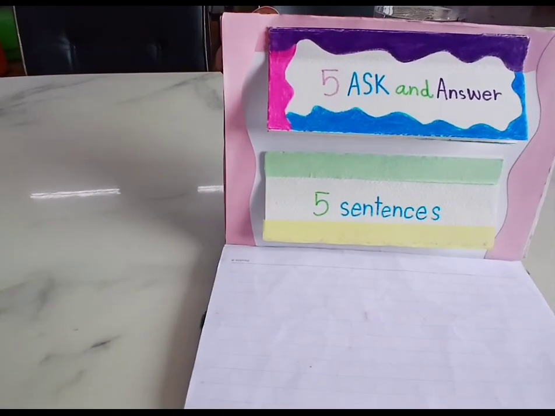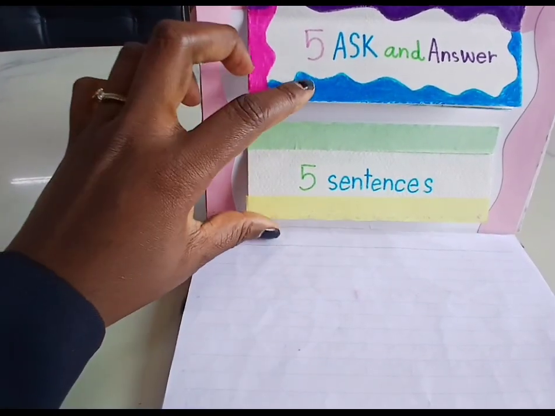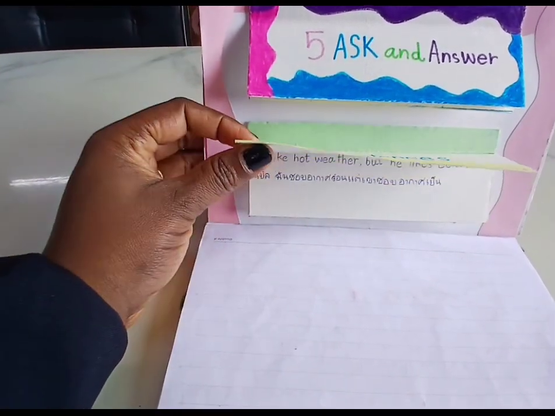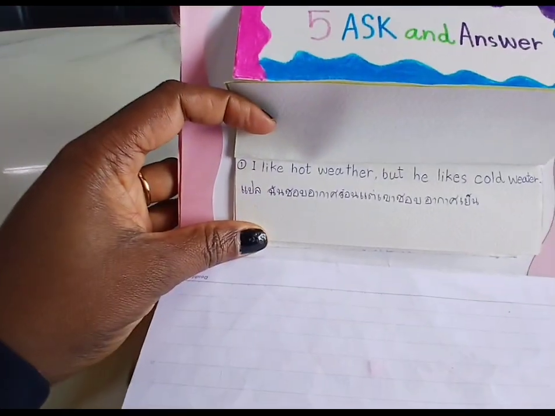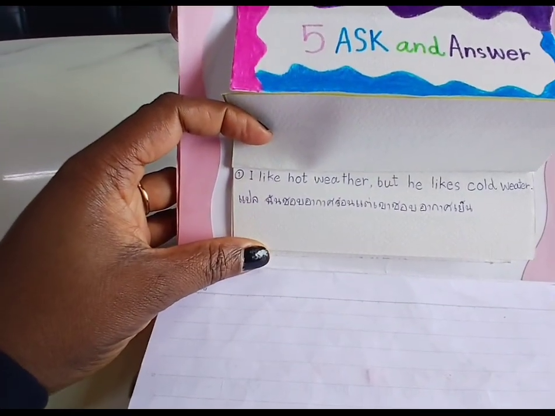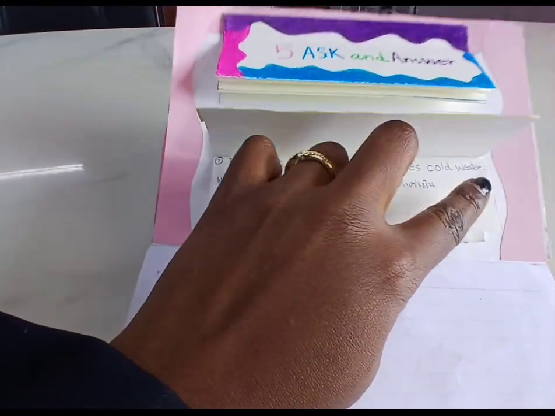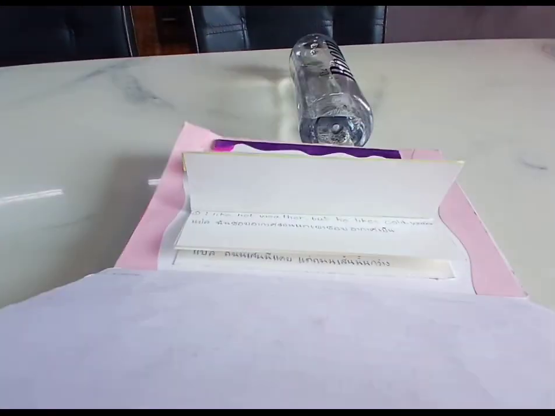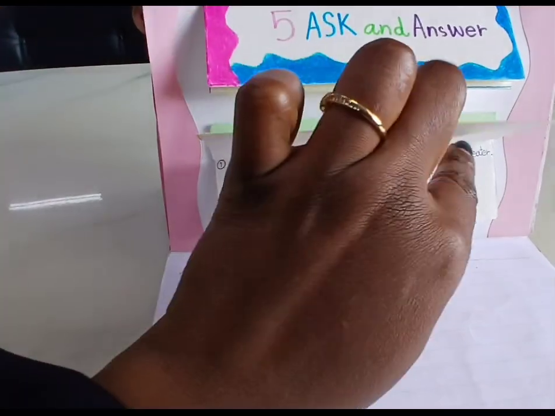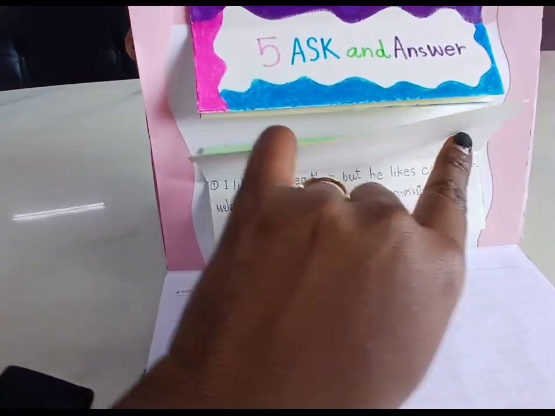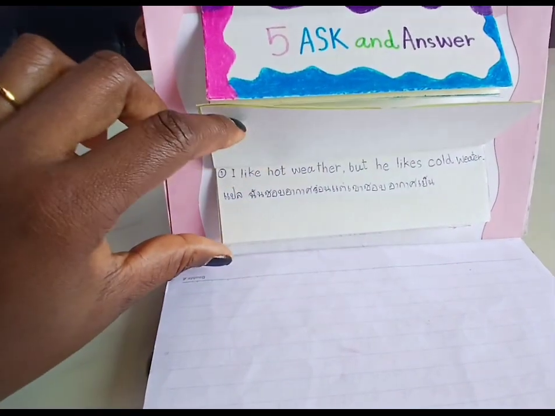And the next one is 5 sentences. As you can see, 5 sentences. So guys, when they are presenting this in front of my class, I make sure that they are speaking without looking. They'll be holding this book, but they are speaking without looking, meaning they have already memorized it at their fingertips. This helps them to learn English very well and remember easily. So let's look at the 5 sentences we have.